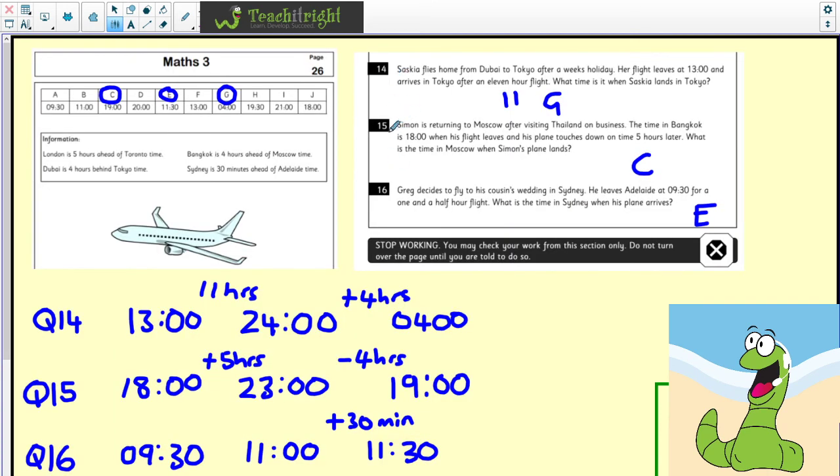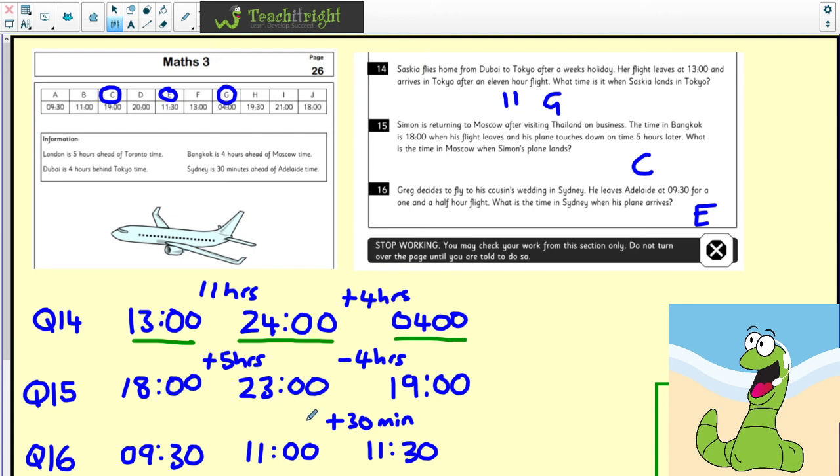Now I've just shown you on 14, 15 and 16 just my jottings down here so you can see the times. And again, reading the information. So for 14 we've got G. So if we look at Saskia flies home from Dubai to Tokyo after a week's holiday. Flight leaves at 1 o'clock. So I've written 1 o'clock here. And arrives in Tokyo after an 11-hour flight. So that would be 12 o'clock at night. What time is it when Saskia lands in Tokyo? But we do need to add on 4 hours. So it will be 4 o'clock in the morning.